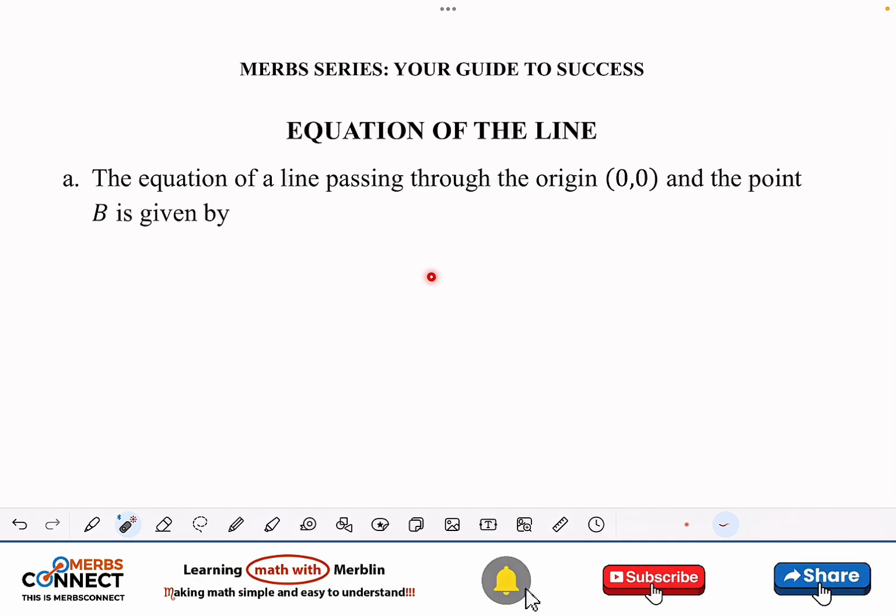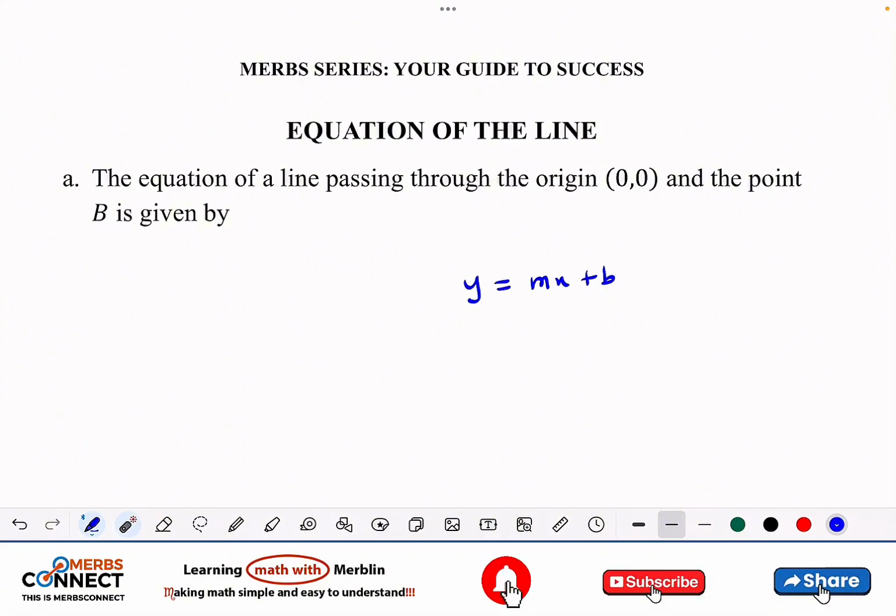But this is a vector, right? So we want to look at the vector perspective, right? So we know that the equation of the line in Math 102 is y is equal to mx plus b, right? This is the equation of the line in the slope y-intercept form. So this is the slope, and basically this is the y-intercept.